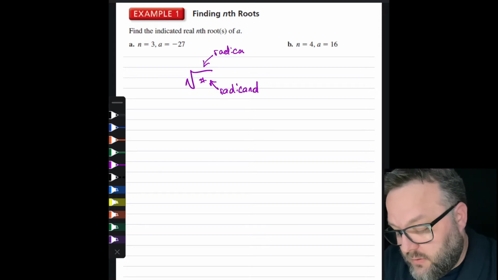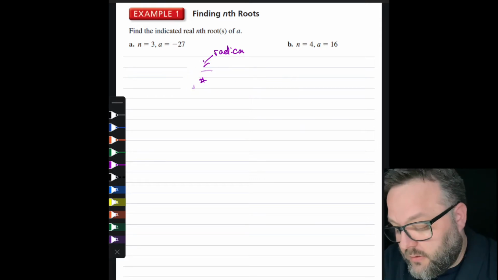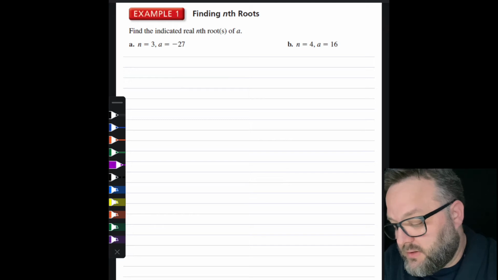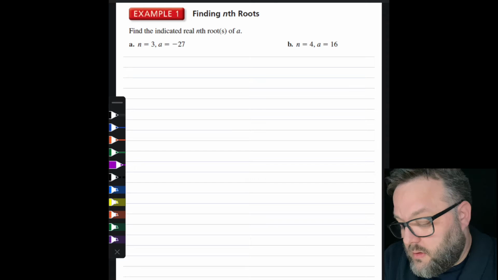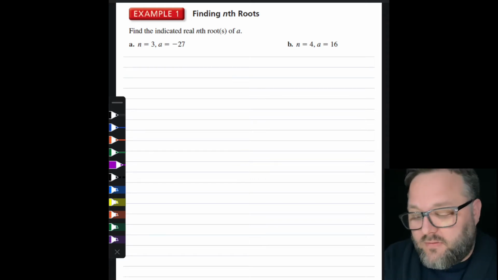Now, you don't have to know this specifically. Just know that it's the number that we're finding the radical of. And I misspelled radical, but that's okay. I teach math. Anyway, I'll go more in depth in the second video.